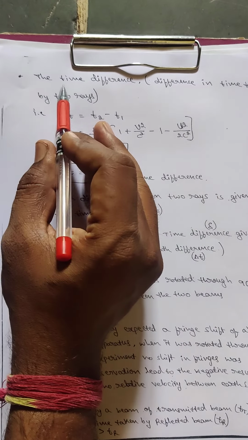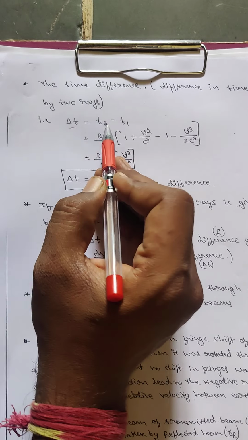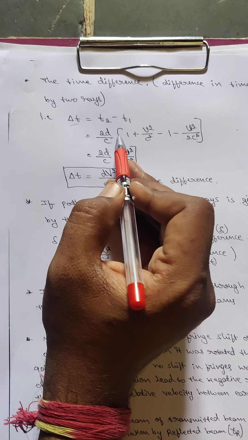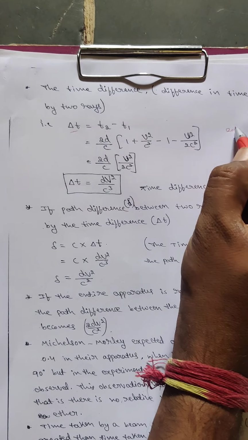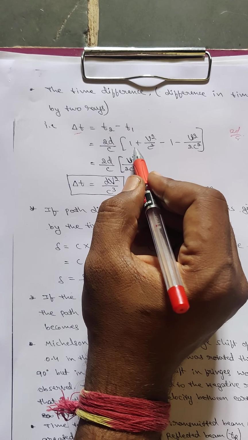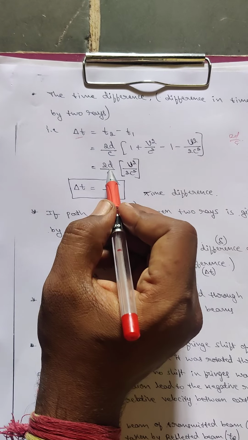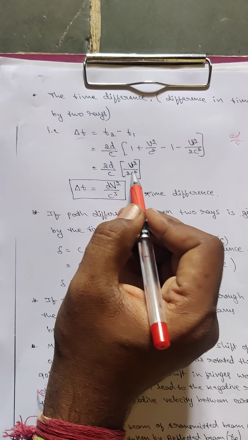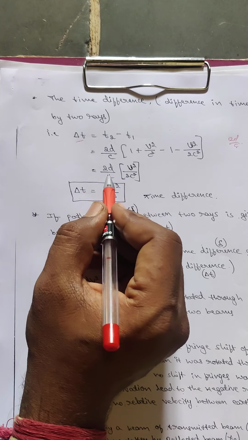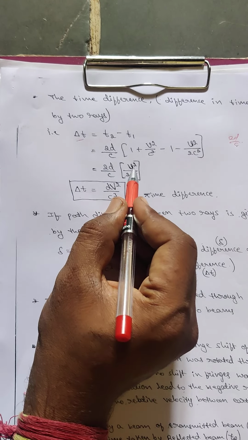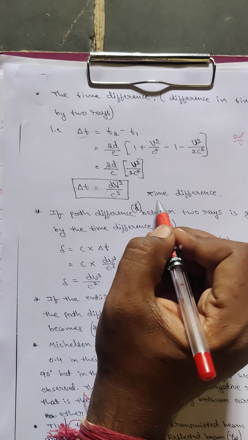By these two, we calculate the difference in time taken by the two rays. Delta t is equal to t2 minus t1. So 2d by c is taken common, and the remaining is 1 plus v square by c square minus 1 minus v square by 2c square. Then delta t is given by d v square divided by c cube, as the 2 gets cancelled. This is the time difference.